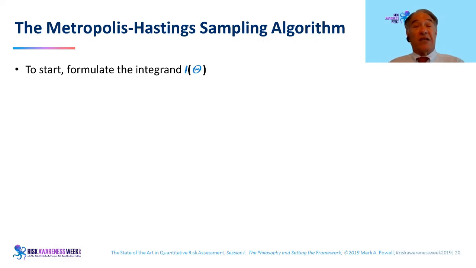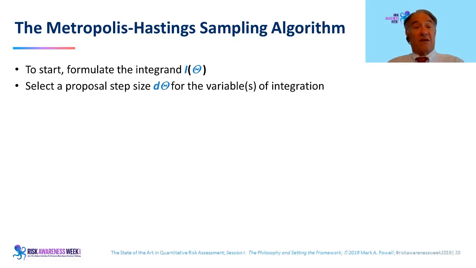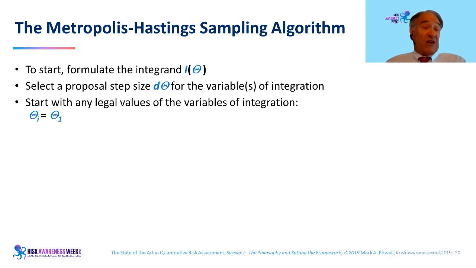The algorithm, let's go through that algorithm. Now, obviously, to start, you have to formulate the integrand that you want to calculate an integral for. That's important for any kind of risk assessment or any kind of probability you want to compute. Second thing is you select a proposal step size for the variables of integration. I'll explain this proposal step size in just a second. So you select a value.